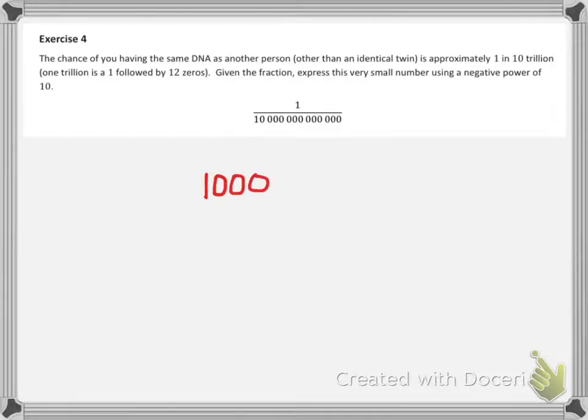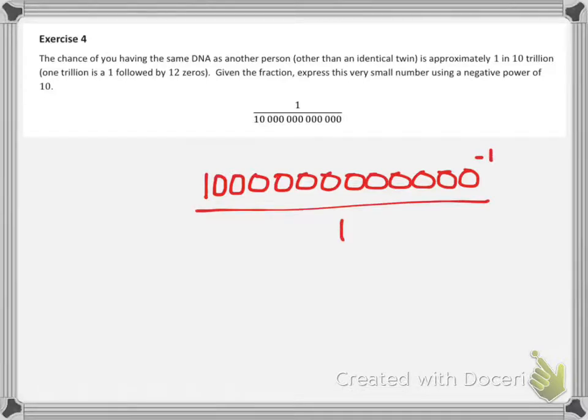So, sorry, a 1 trillion. We would have 1 followed by 12 zeros. There's 3, 4, 5, 6, 7, 8, 9, 10, 11, 12. And this would be a negative exponent, right? So this would be 1 over 1. And then we can write this as, well, if we have 12 zeros, this would be 10 to the 12th over 1. And that exponent is negative, 10 to the negative 12th power.